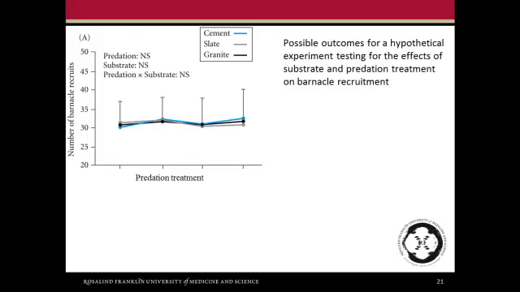So NS means not significant, right? When you look across predation treatments, they all seem really similar, right? Those mean levels. When you look at substrates, well, all the lines overlap, so they're not significantly different from one another. And there's no significant interaction because all those lines are really tightly packed together.